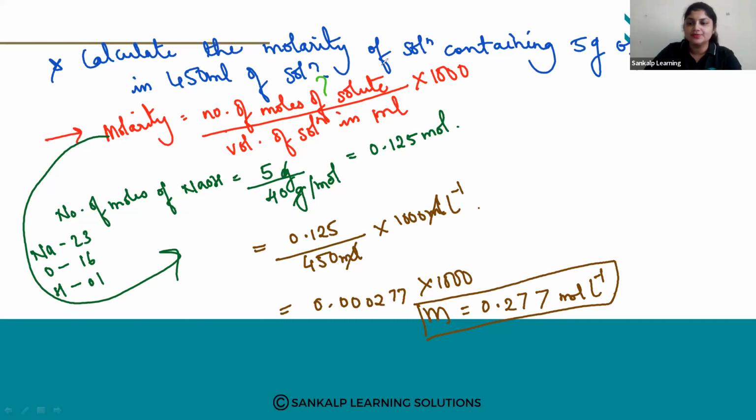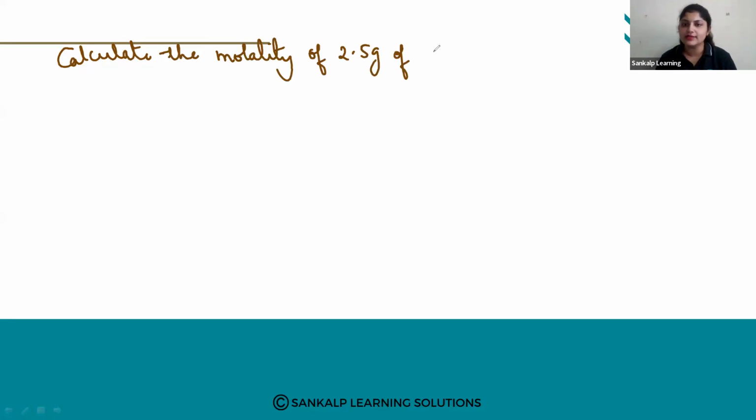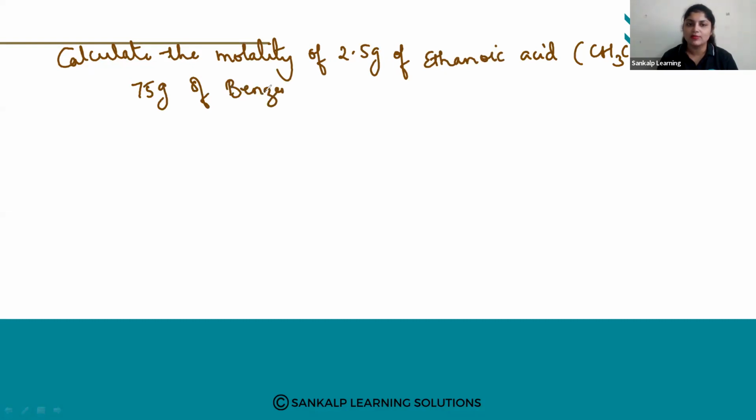Okay, so we'll go for the next one. Molality. So we'll see a problem on molality. So take down the problem. Calculate the molality of 2.5 grams of ethanoic acid, that is CH3COOH, in 75 grams of benzene. So this is the problem of molality.